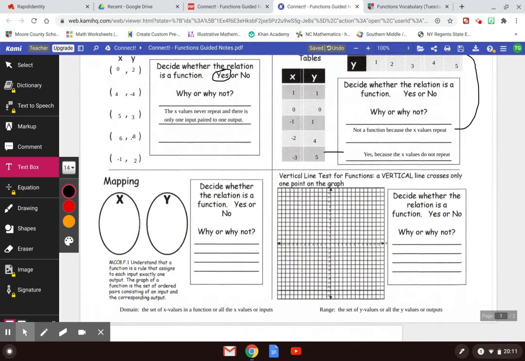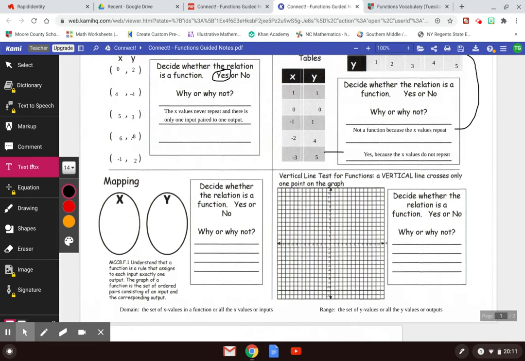So the next thing we'll look at down here is what we call function mapping. And function mapping is nothing more than just another way to arrange your work and to help you visually see inputs and outputs. Okay? So if you remember here, your x values are your inputs and your y values are your outputs.